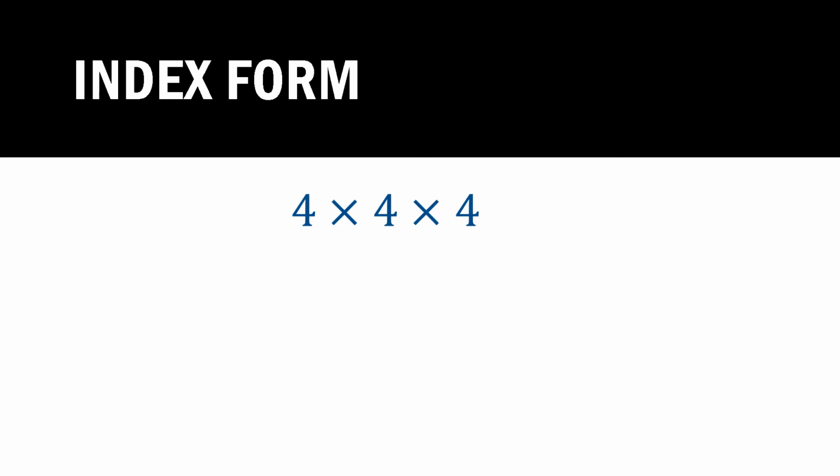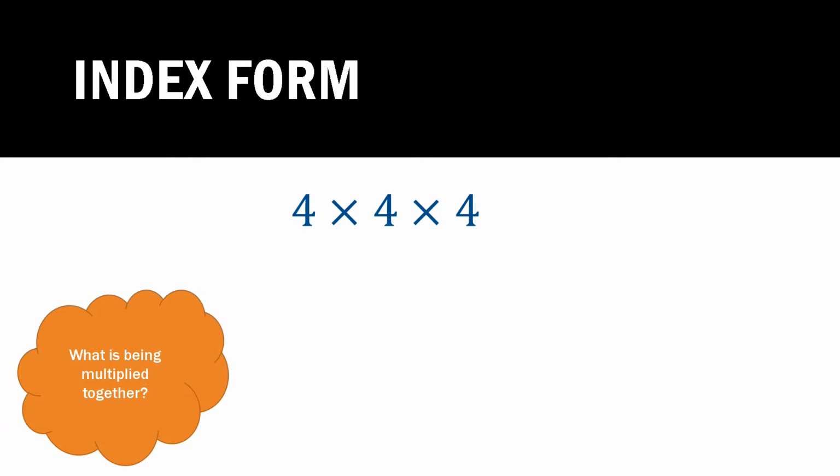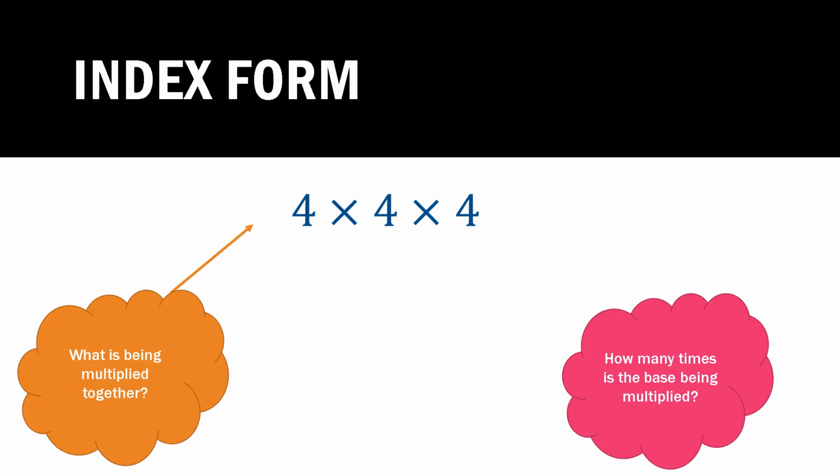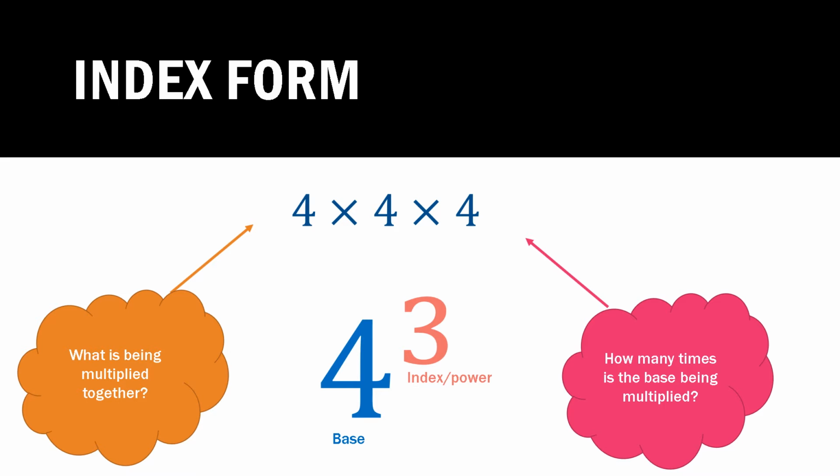For example, 4 times 4 times 4. What is being multiplied together? 4. 4 is called the base. And how many times is this base being multiplied, you may be asking? 3 times. So because the base is 4 and is being multiplied 3 times, we put a small 3 above the 4. The small 3 is called the index, the power, or the exponent. So 4 is called the base and 3 is the index, the power, or the exponent. Any one of those terms can work.